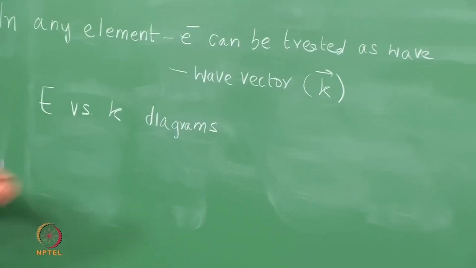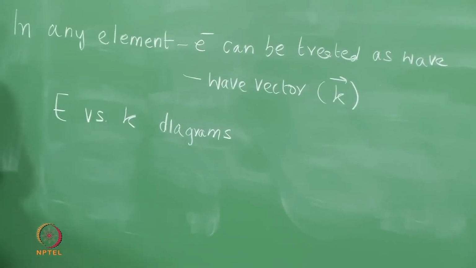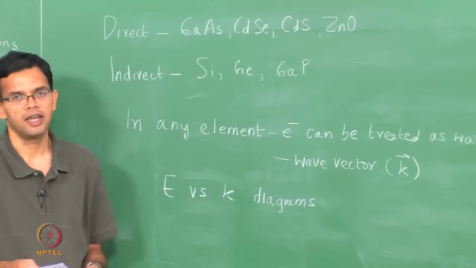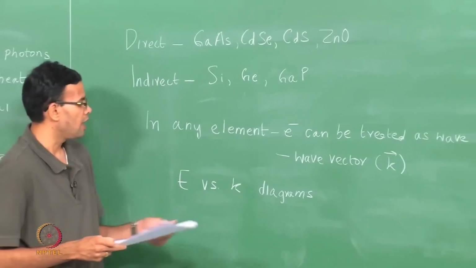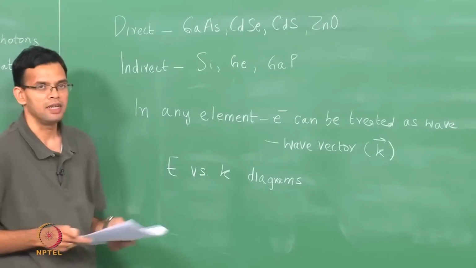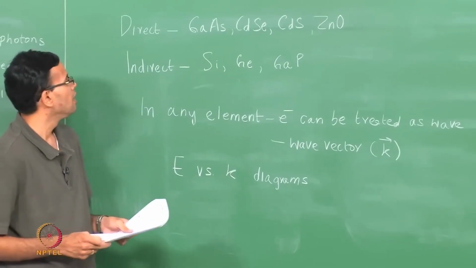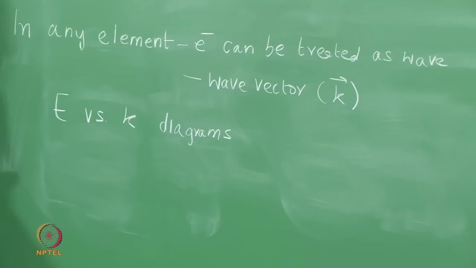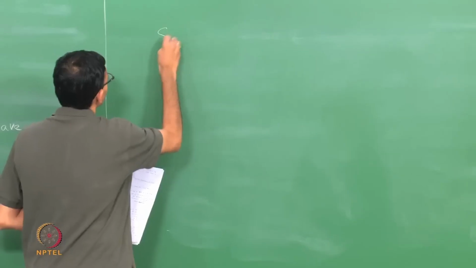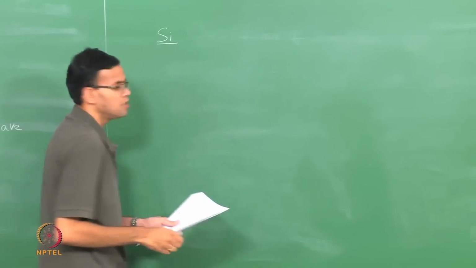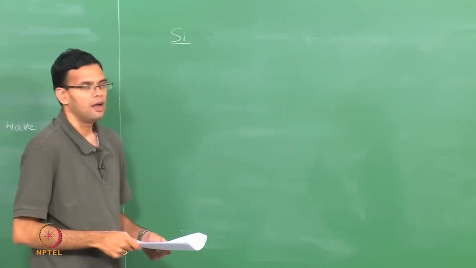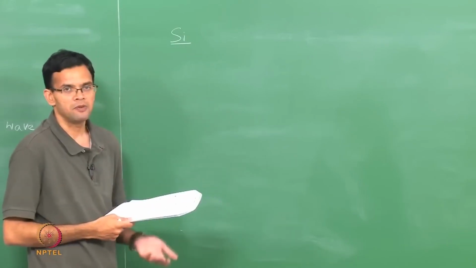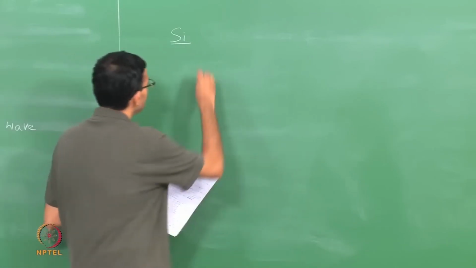So, the difference between direct and indirect band gap semiconductors is the difference between how their E versus k diagrams look. Let us look at an example of silicon, which is an indirect band gap semiconductor, and then gallium arsenide, which is a direct band gap semiconductor. Let us draw this E versus k for silicon. Again, I am only drawing a very simplified picture to explain the difference between direct and indirect.